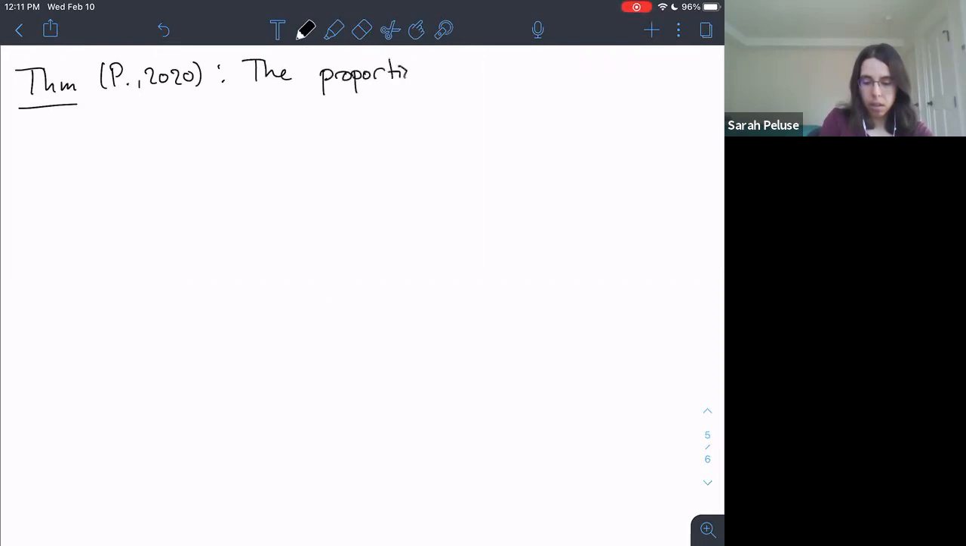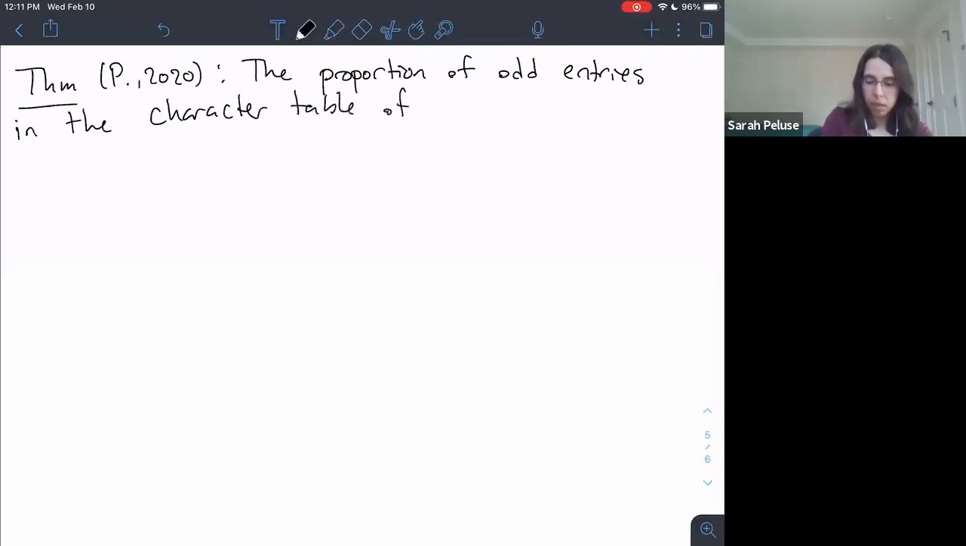So one of the results I'll be speaking about today is a proof of Miller's conjecture for even entries in the character table. So indeed, the proportion of odd entries in the character table of Sn goes to 0 as n grows.